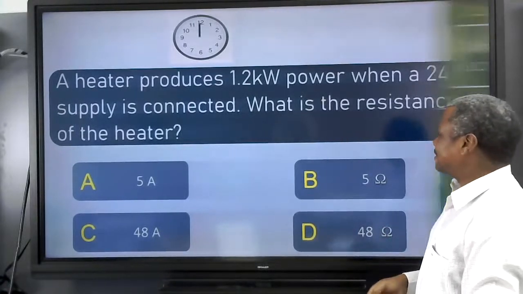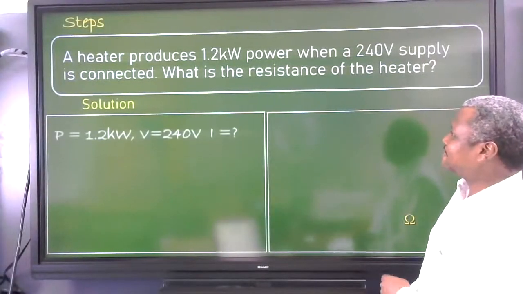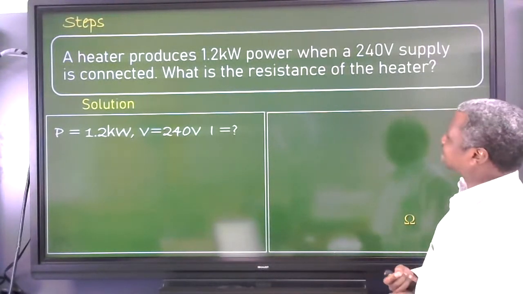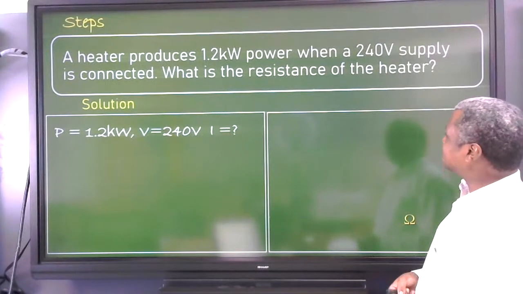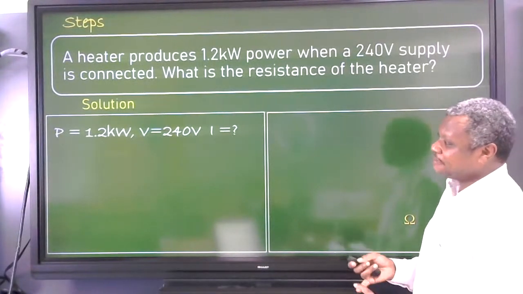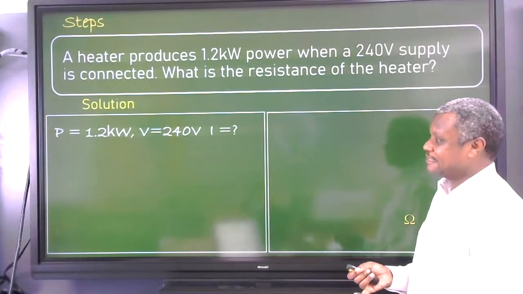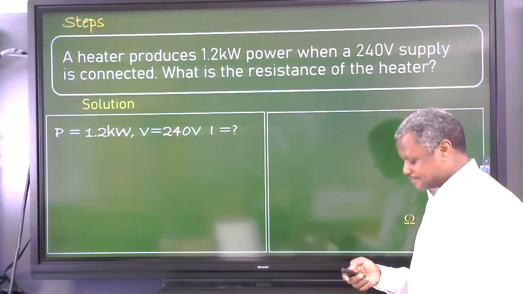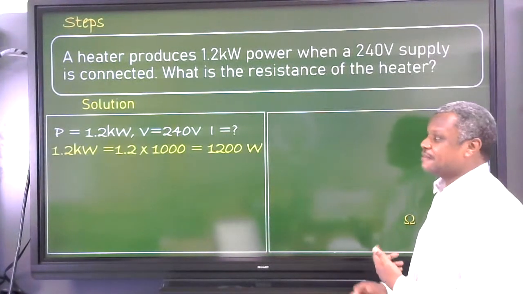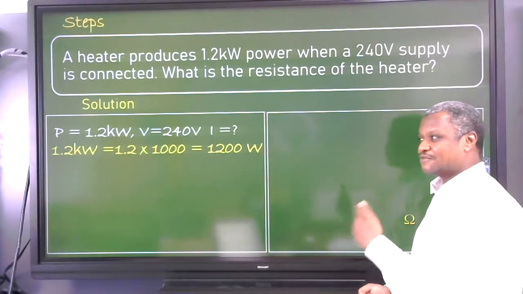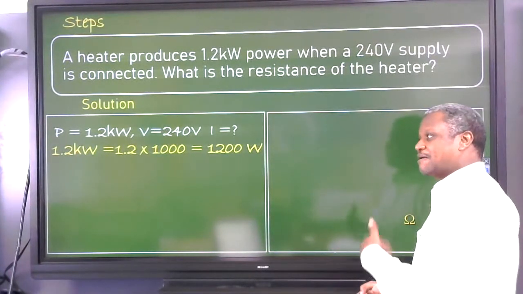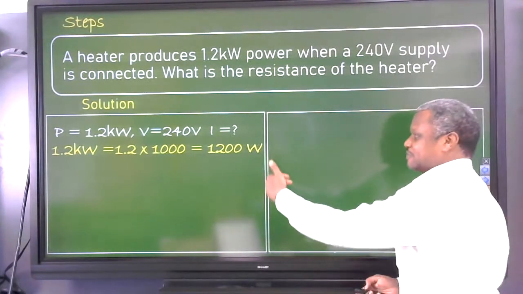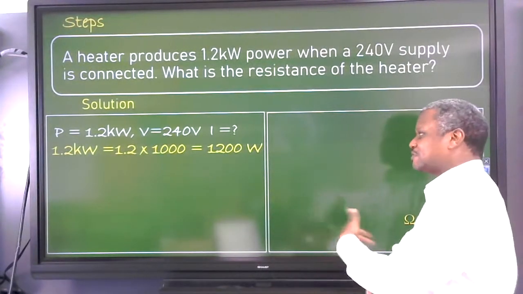Okay, let's check the solution here. A heater produces 1.2 kilowatts power when a 240 volt supply is connected. What is the resistance of the heater? The power is 1.2 kilowatt. The voltage is 240. We don't know the current. First of all, remember, 1.2 kilowatt, we have to convert that into watt by multiplying by 1,000, because 1,000 watt is equal to 1 kilowatt.